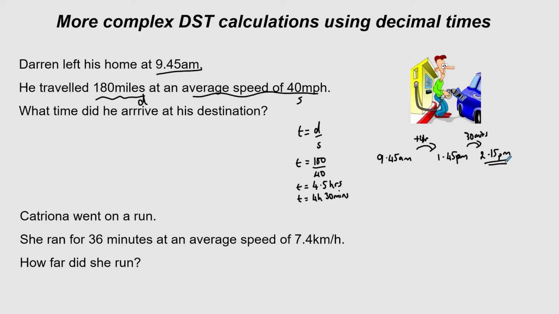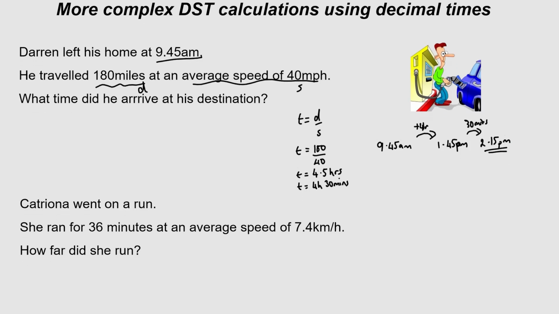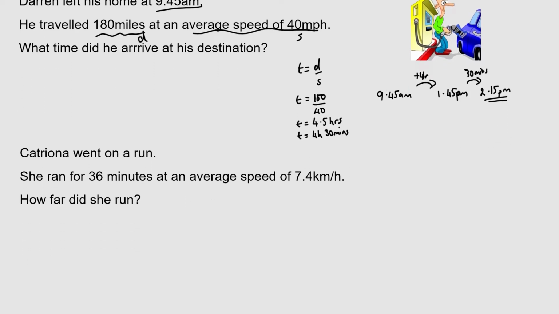And the last question we're going to go over is Katrina went on a run. She ran for 36 minutes at an average speed of 7.4 kilometers per hour. How far did she run? Okay, how far means distance. So distance equals speed times time.